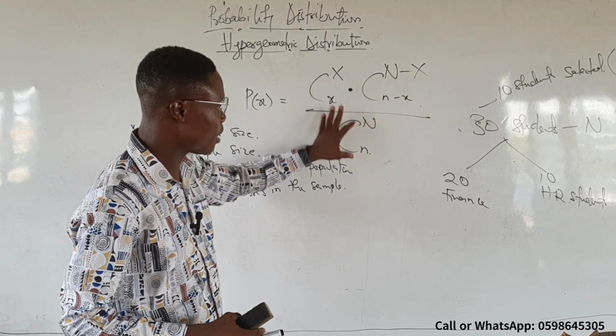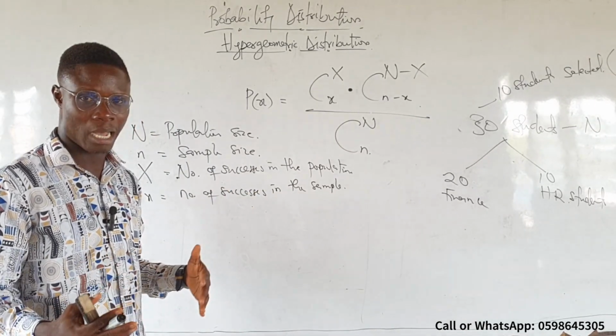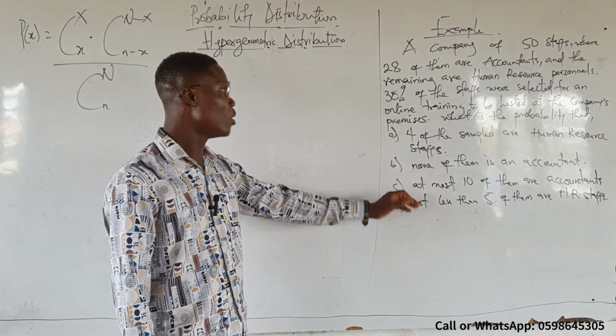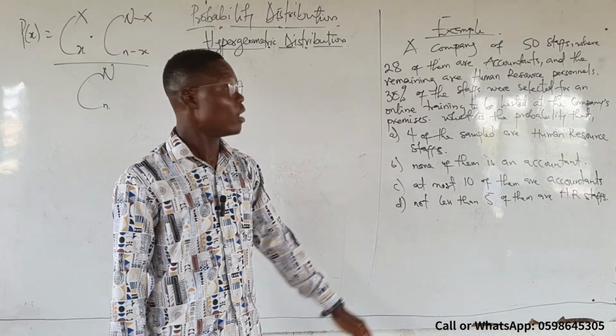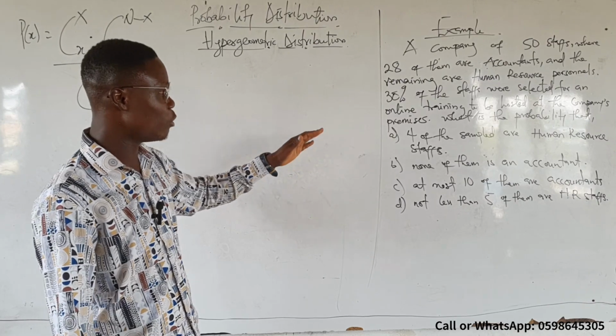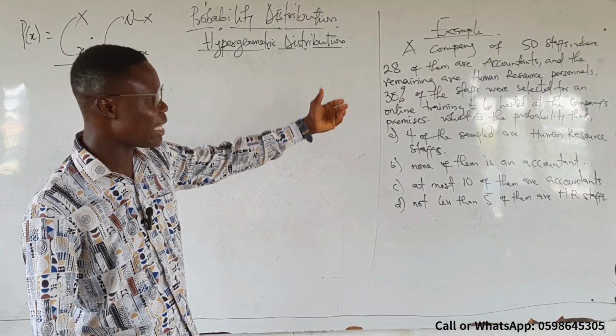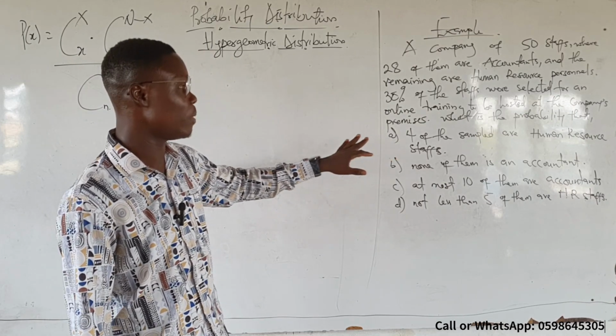So you've put everything in here to be able to find a particular probability. So I'll give an example and then we'll see how to solve it, all right? Okay, so we'll try this question over here. For a company of 50 staffs, where 28 of them are accountants and the remaining are human resource personnel, right? So 30% of the staffs were selected for an online training to be hosted at the company's premises.